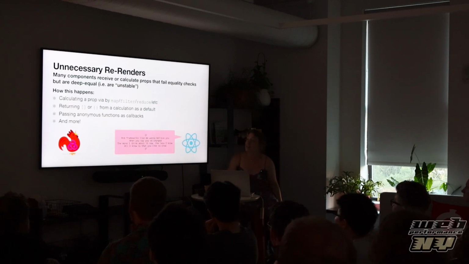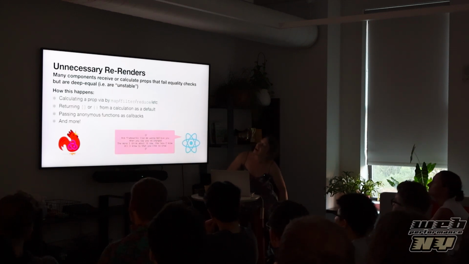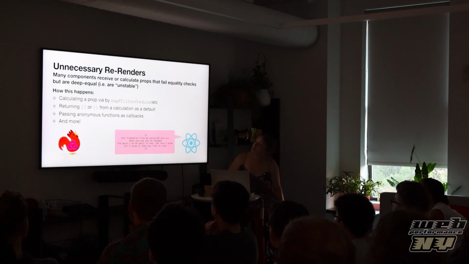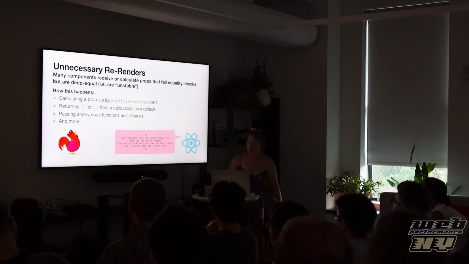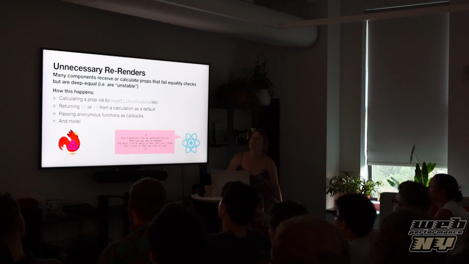And then thirdly, unnecessary re-renders. So what's happening here is components are receiving or calculating props that fail React's equality checks, which out of the box is just a reference equality, but they're deep equal. So we're just tricking React into thinking that something changed when the data hasn't actually changed. So this happens a lot, or was happening a lot.